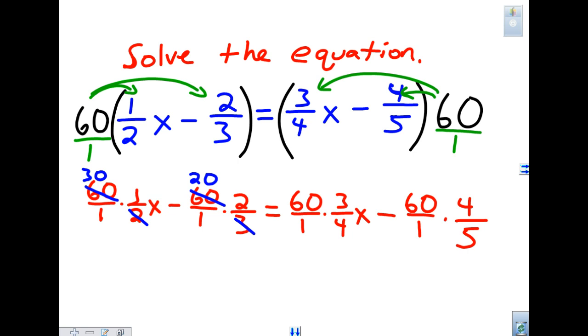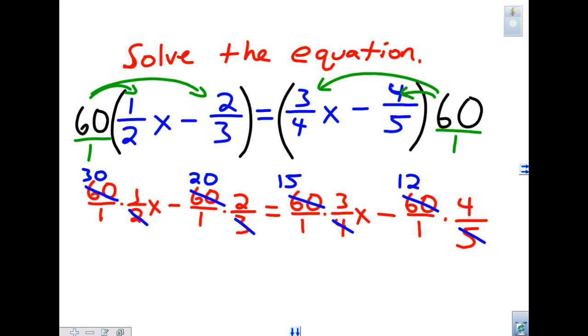So maybe pause the video for a second and see if you can figure out how the 60 cancels with the denominator in each case on the right-hand side. Right? So the result you should have come up with is this. The 4 cancels with the 60 and leaves me with a 15. The 5 cancels with the 60 and leaves me with a 12.